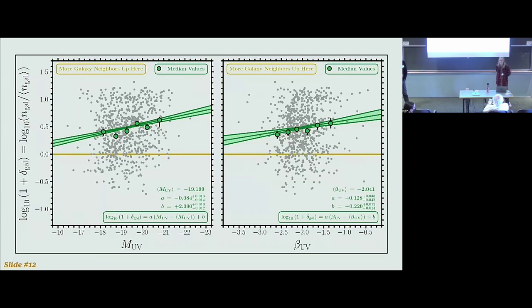I agree. Thank you for asking that. Specifically this right panel here, where there's this underlying correlation between MUV and beta UV.